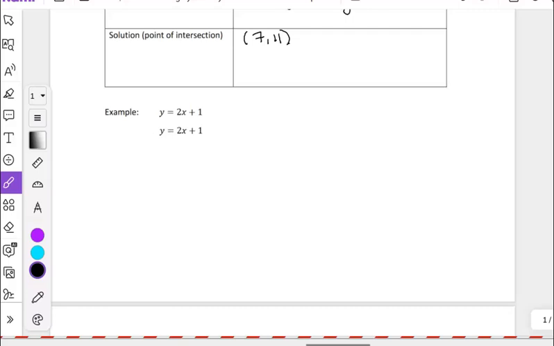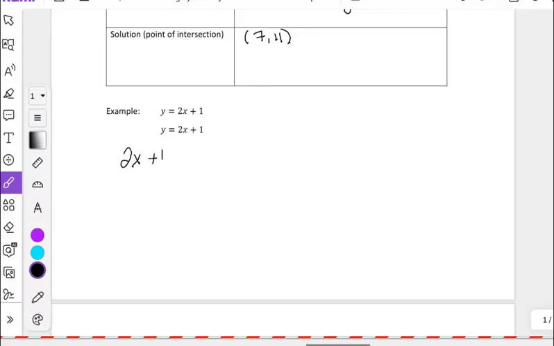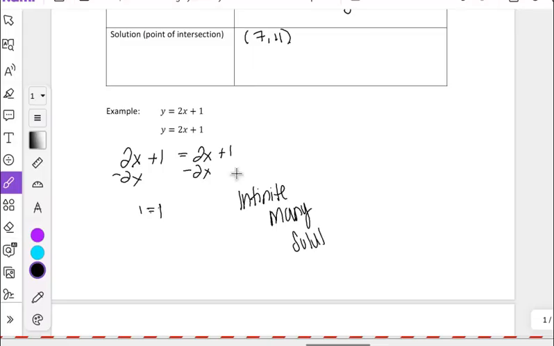In this example, y equals 2x plus 1, y equals 2x plus 1. So I'm going to put them equal to each other. Now, they are exactly the same. So if I were to subtract 2x from both sides, I'm going to get 1 equals 1. So that means there are infinitely many solutions because it equals itself. If it were equal to something like 1 equals 4, that'd be no solutions because 1 does not equal 4.